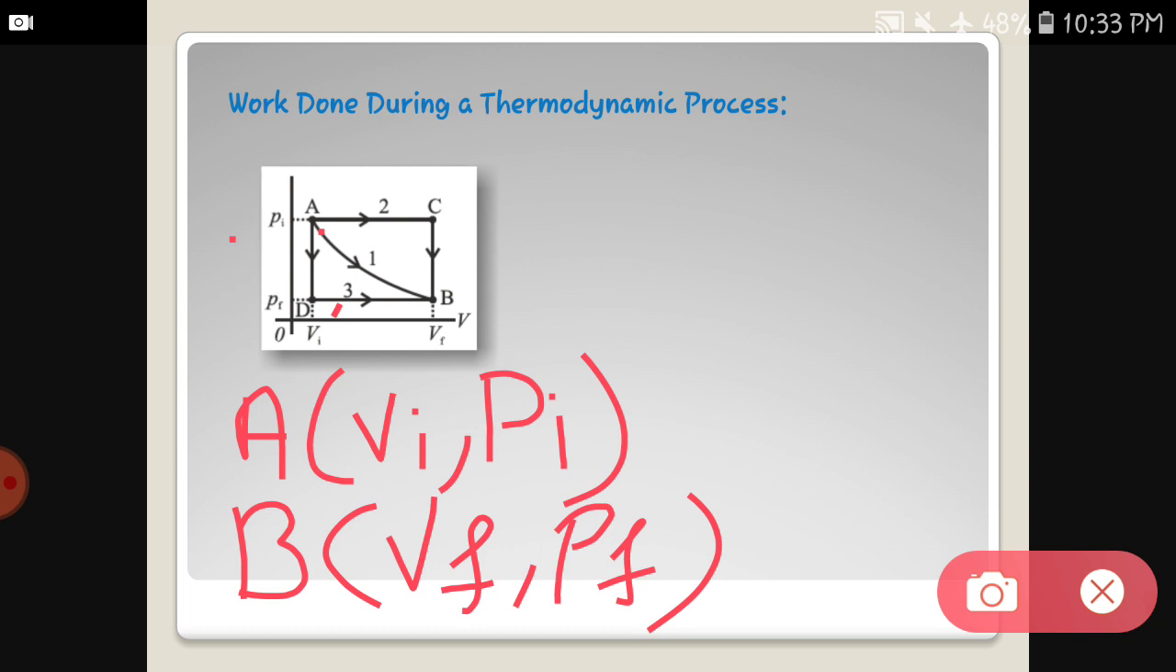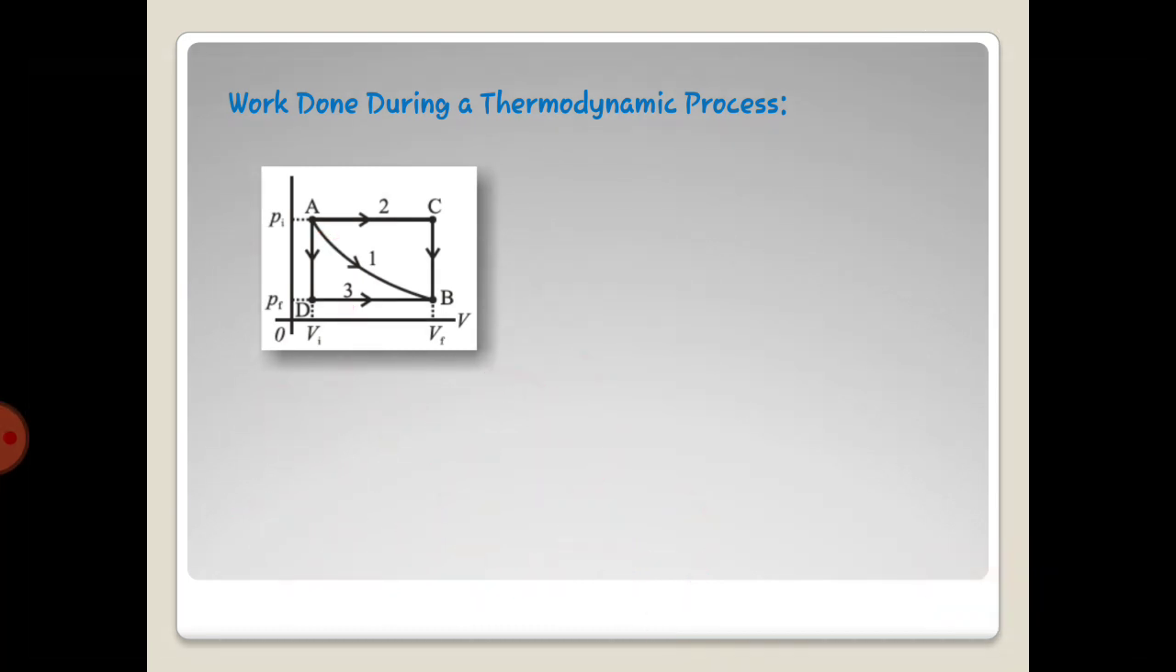Now we are going to see the paths that are followed to go from A to B. Let us consider the first one, the first path, which is directly from A to B. What you can observe by looking at the first curve: in this case, A has pressure Pi.